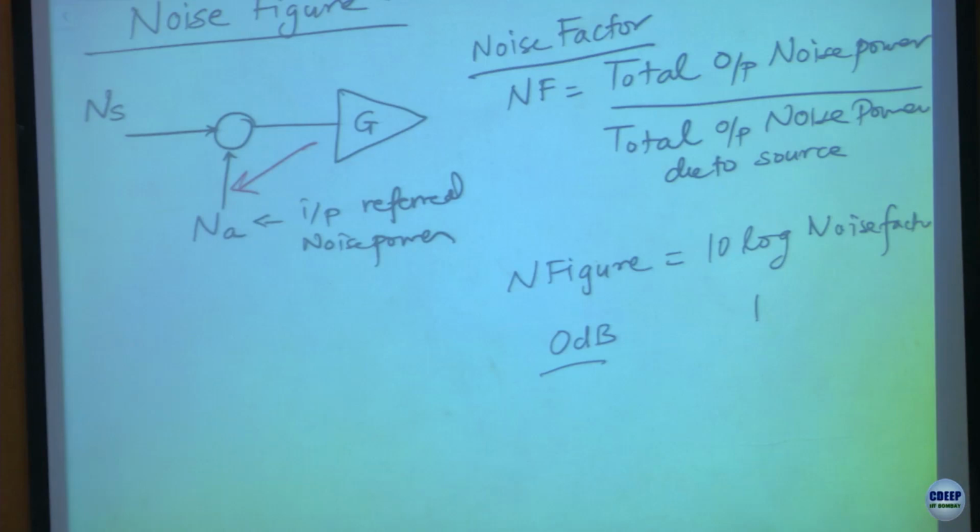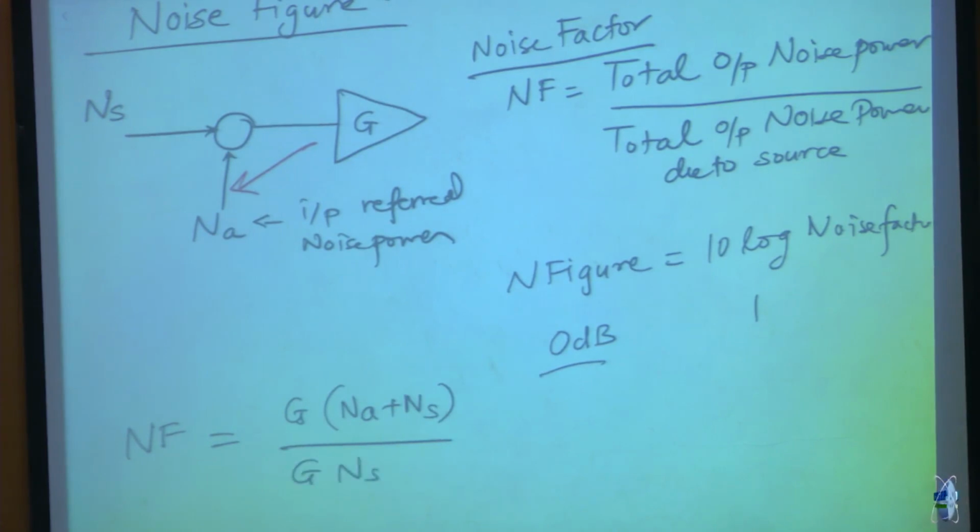Now, in this particular case, can you tell me the noise factor? What would be the total output noise power? Let's say the power gain is G, then you would have G times (NA plus NS), divided by G times NS. If I did not have NA, the circuit is completely noiseless, then it will be G times NS. So then G goes away, and what do we get? 1 plus NA divided by NS, and that's our noise factor.